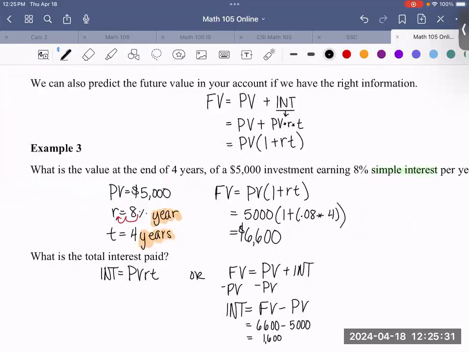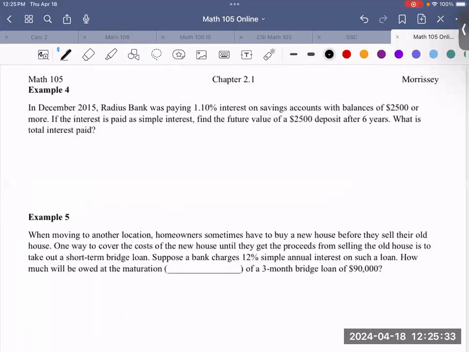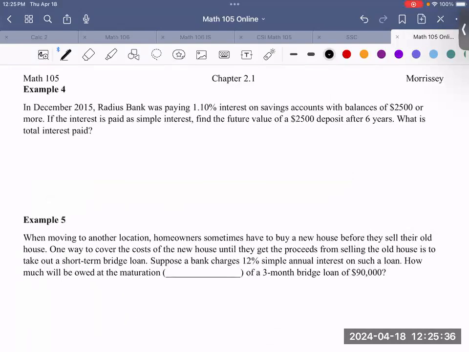There you go. All right, let's keep moving. So again, a nice place for you guys to pause and try on your own. It says in December 2015, Radius Bank was paying 1.10% interest on savings accounts with a balance of $2,500 or more. If the interest is paid as simple interest, find the future value of a $2,500 deposit after 6 years. What is the total interest paid?